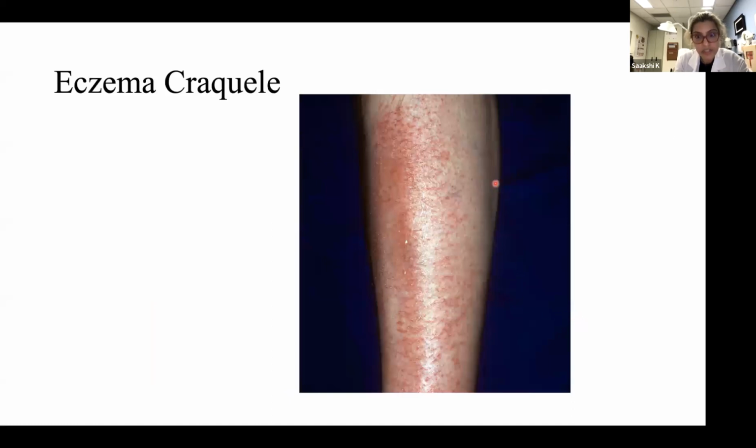This is on the shin, and this is something that's commonly seen in the drier months. When it's cold outside, there's dry heat indoors, can be seen in any age groups, but generally it's elderly patients where they have this cracking on the shins. And it's a fancy term called eczema crackle.